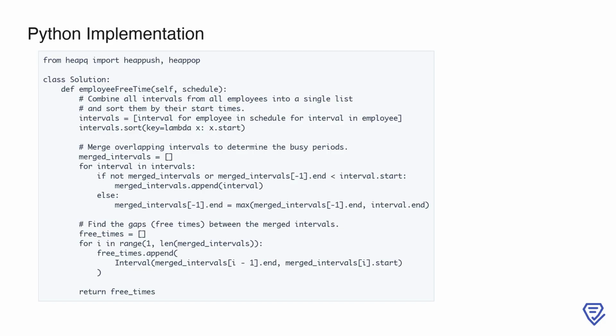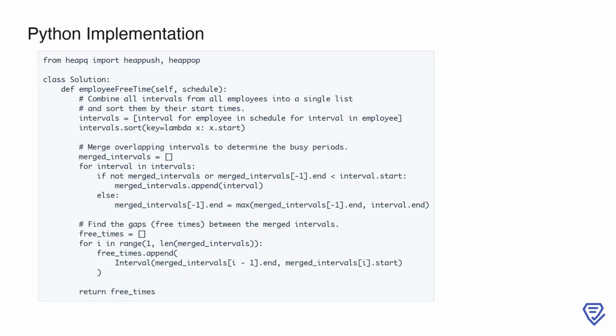3. Merging overlapping intervals: As we iterate through the sorted intervals, we check whether the current interval overlaps with the last interval in the merged list, merged_intervals. If there's no overlap, the interval is added to the merged list. If they overlap, we merge them by updating the end time of the last interval in merged_intervals to the maximum end time of the two intervals.